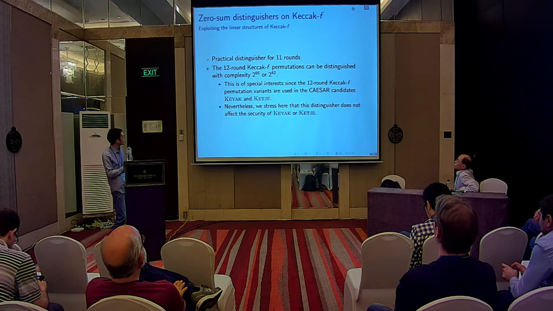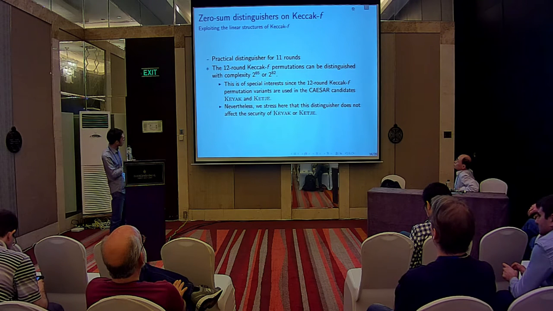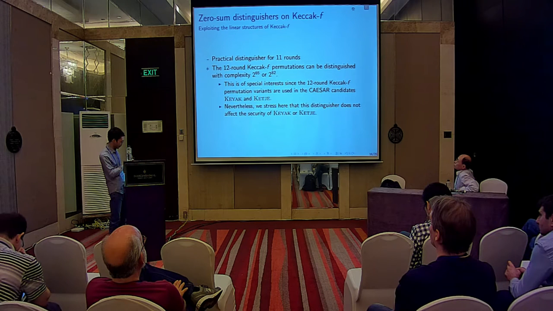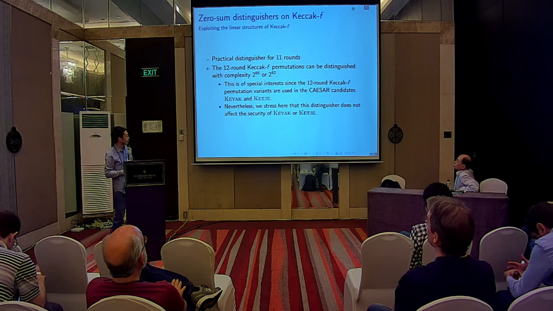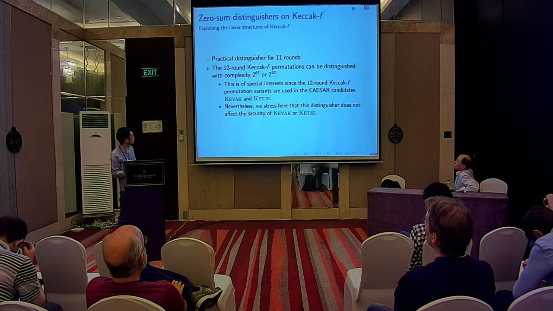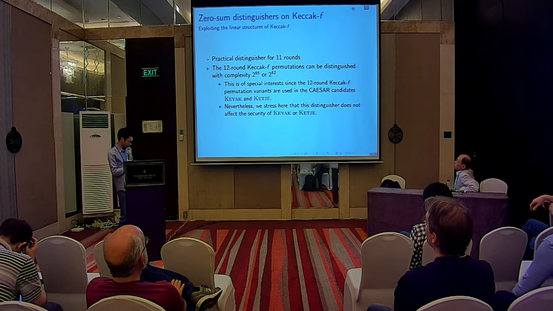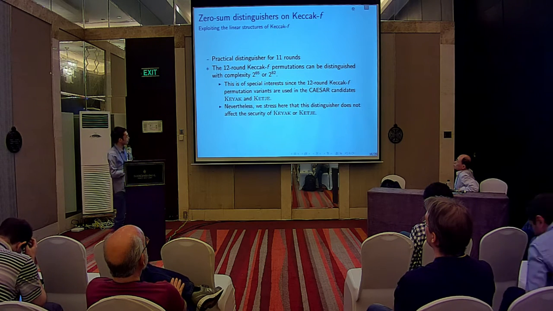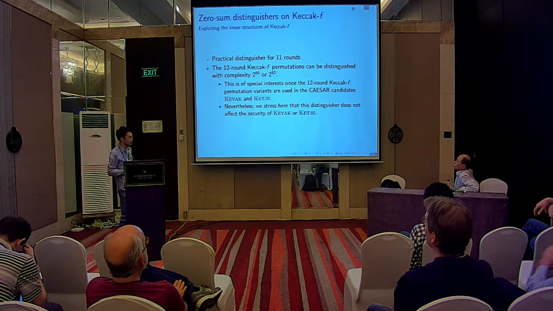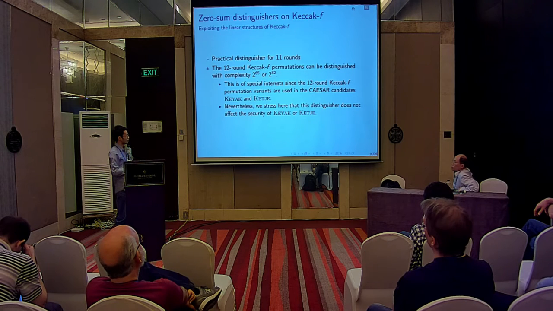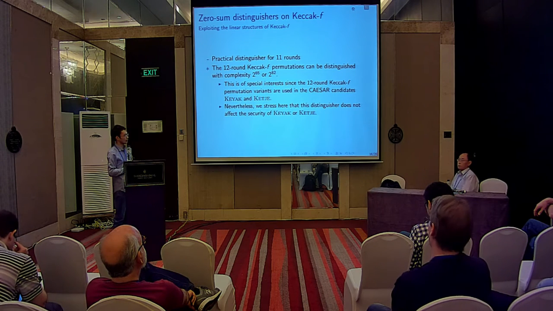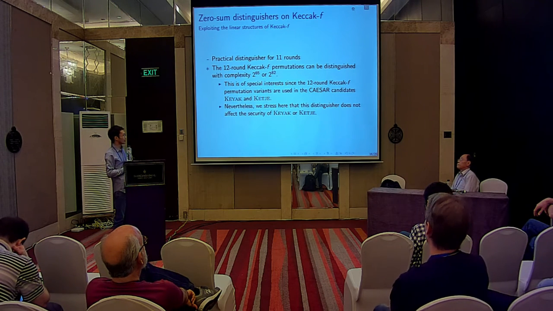This is interesting because the 12-round Keccak-p permutation is used in Keccak and Kangaroo Twelve. But this is just a distinguisher on the permutation, so our distinguisher does not affect the security of these two schemes.